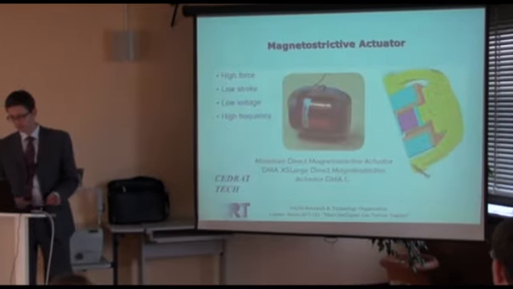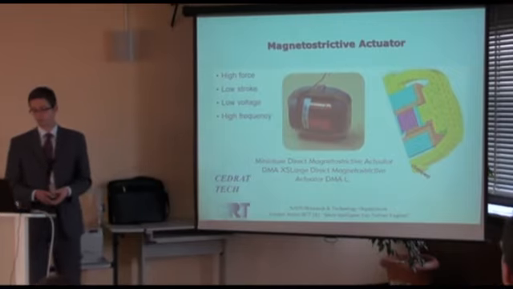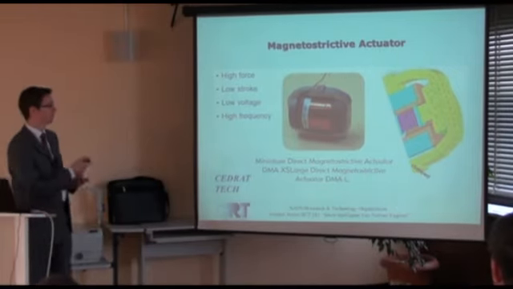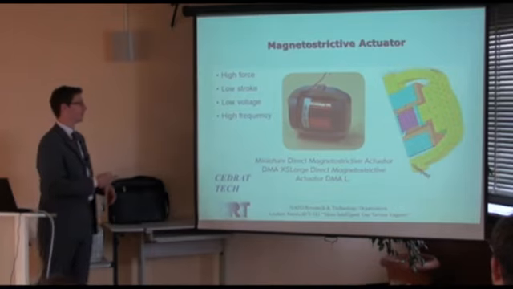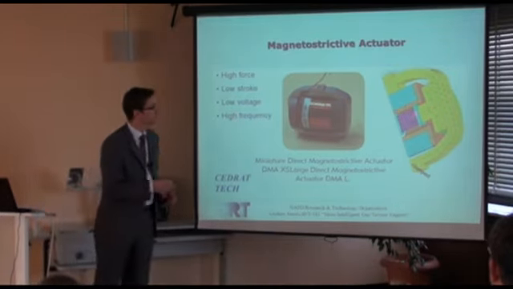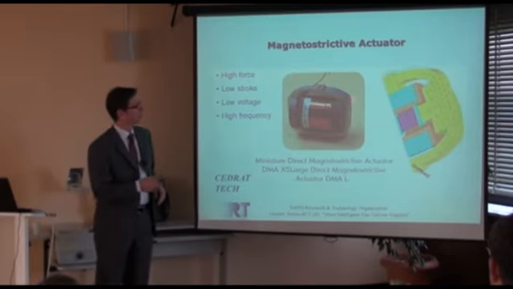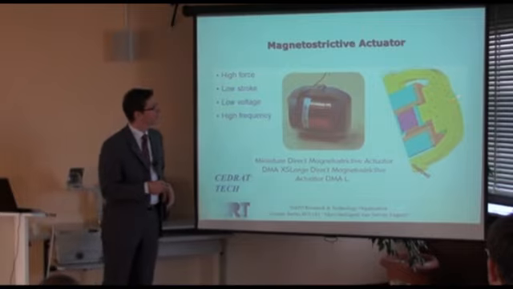And here's an example of an actuator which has been fabricated with a magnetostrictive material. It's got a high force, only low stroke. So also low voltage. But good news is very high frequency. Okay. And in this actuator, you can see here the coil moving around that part and just pushing in this direction.